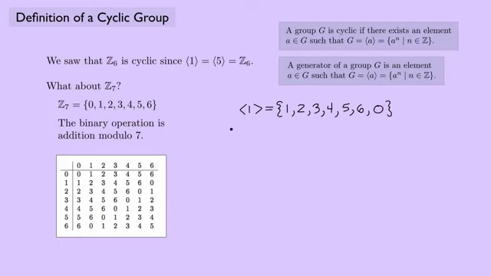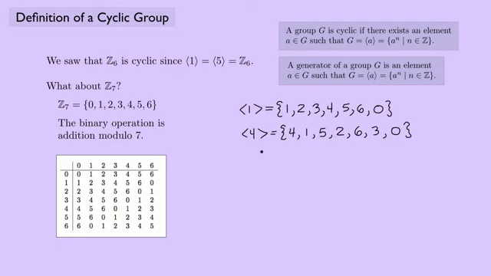But what about, I don't know, how about 4? Would 4 work? Okay, so we could try 4. 4, and then 4 plus 4 is 8. 8 mod 7 is 1. 1 plus 4 is 5. That's okay. 5 plus 4 is 9, but 9 mod 7 is 2. 2 plus 4 is 6, okay. And then 6 plus 4 is 10. 10 mod 7 is 3. And 3 plus 4 is 7. And 7 mod 7 is 0.